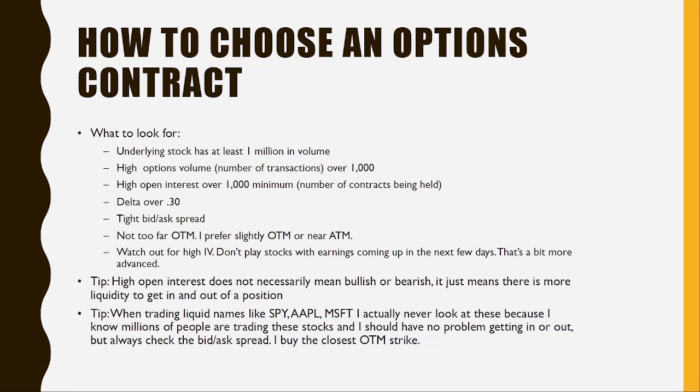We want a delta over 0.3. Even 0.25 would be fine. And we want a tight bid-ask spread. So we don't want to go too far out of the money. Personally, I prefer slightly out of the money or near the money. If SPY is trading at 434.9, I'm going to grab the 435 call. Keep it simple. If I'm trading SPY, Apple, Microsoft, I'm just grabbing the nearest out of the money strike.